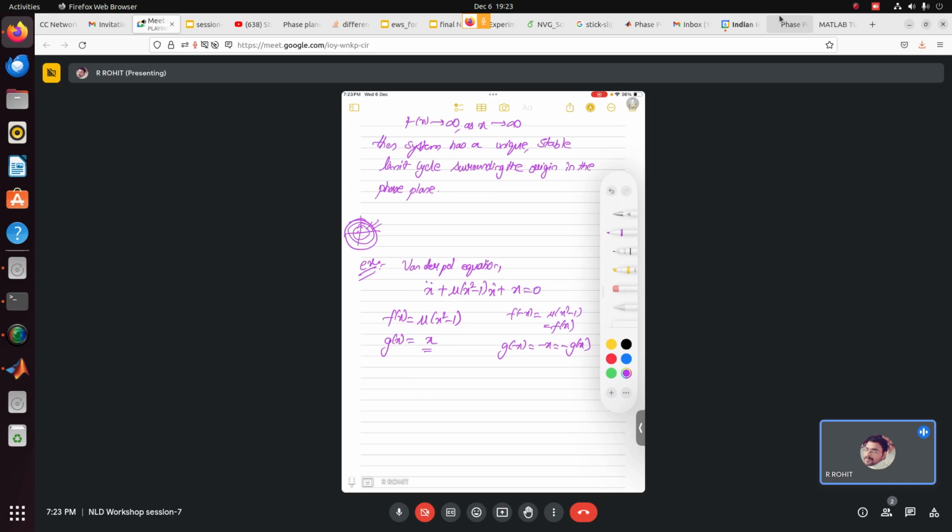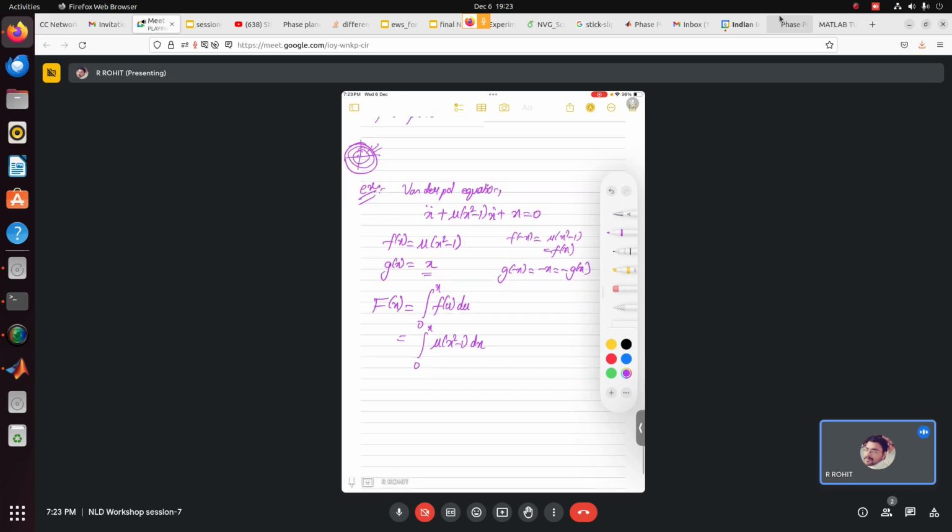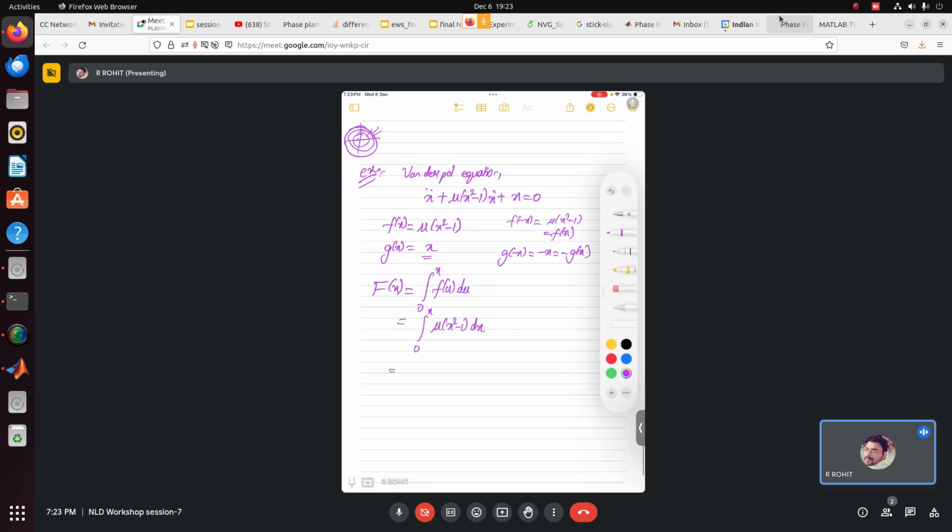Now for the fifth condition, for the f of x, it's like you have the integral from 0 to x of f of u du, which should follow certain rules. So in this case, if you are taking 0 to x, f of u is nothing but mu into (x square minus 1) dx. So here x is used instead of u. So if you solve it, you will get mu into x cube by 3 minus x.